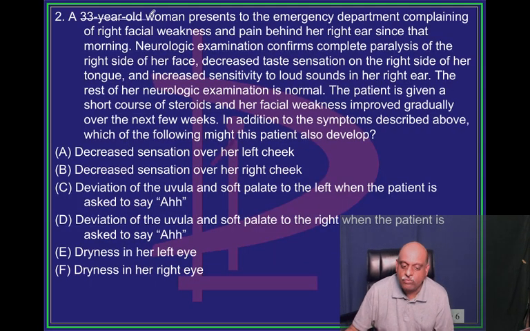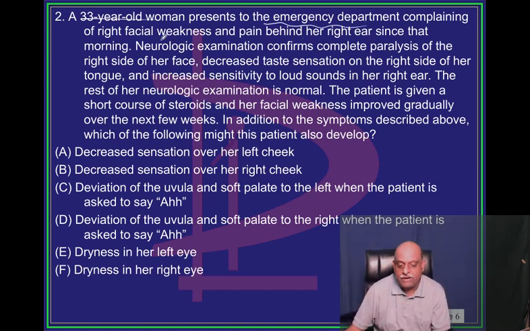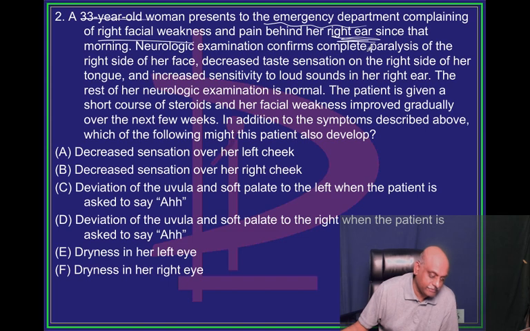A 33-year-old woman presents to the emergency. There is a right facial weakness, pain behind the right ear since the morning.